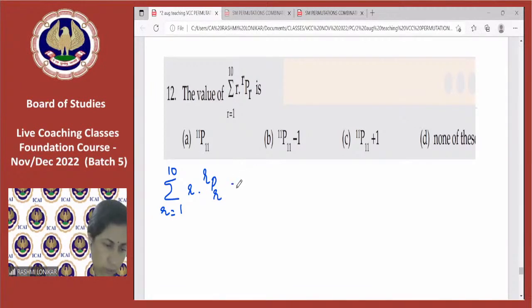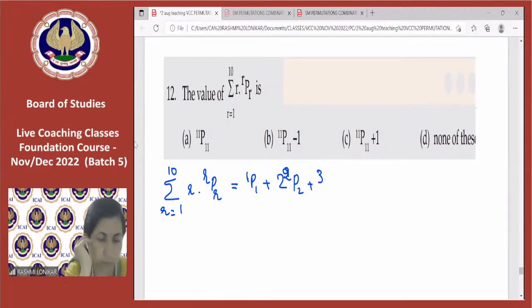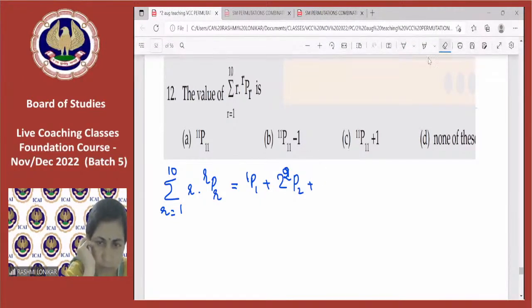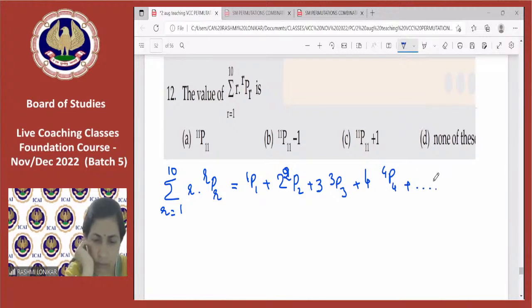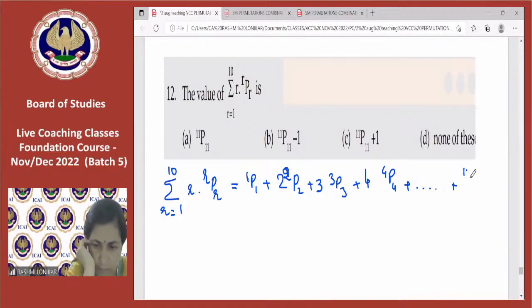So if I put 1, what will happen? This is equal to 1 into 1P1 plus 2 into 2P2 plus 3 into 3P3 plus 4 into 4P4 and so on, up to 10 into 10P10. Now 1P1 is how much?